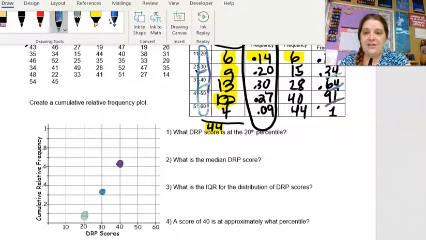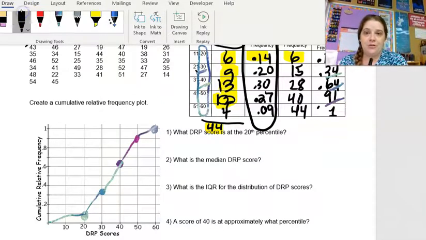At 50, we had about 91%. And then 60 is our highest value. That's going to score us at 100%. And then I'm just going to connect the dots here and make this line. And then this one, I'm going to draw back to 0.